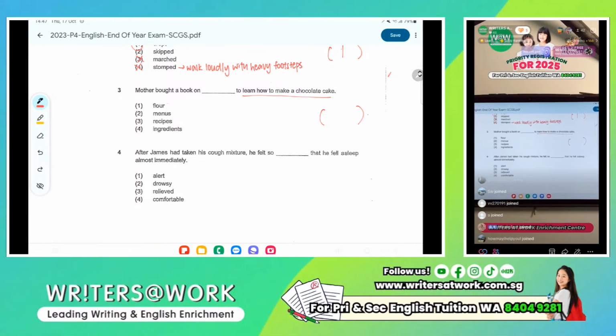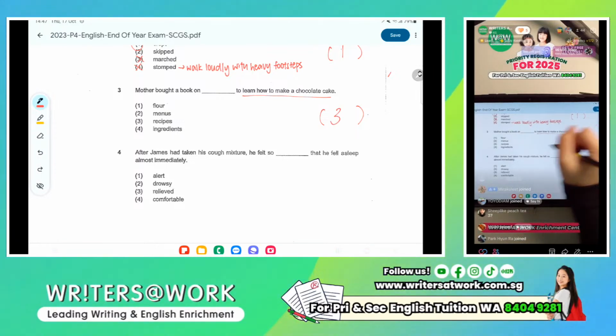So anyone, anyone has any idea? Which word would it be? 3. Sheep like peach tea: on recipes. Yes. Okay, recipes. Thank you, sheep like peach tea.